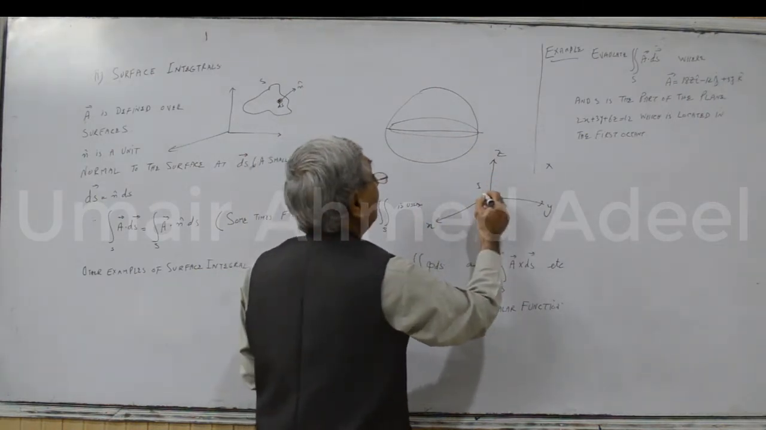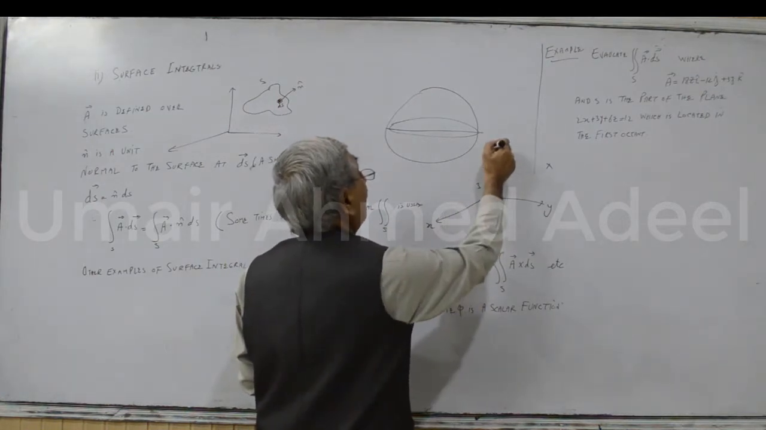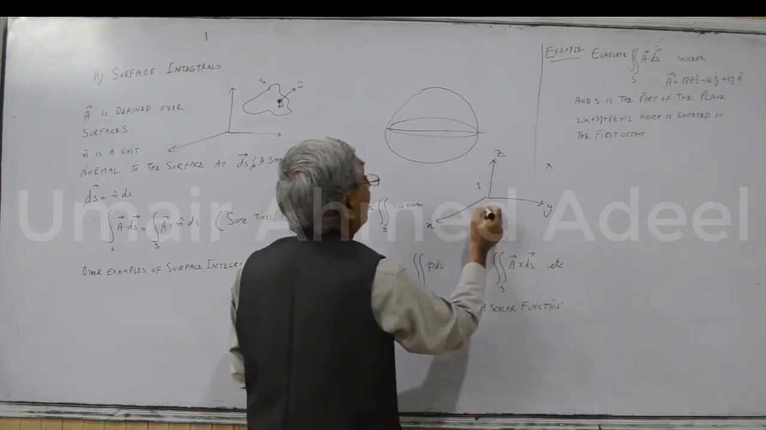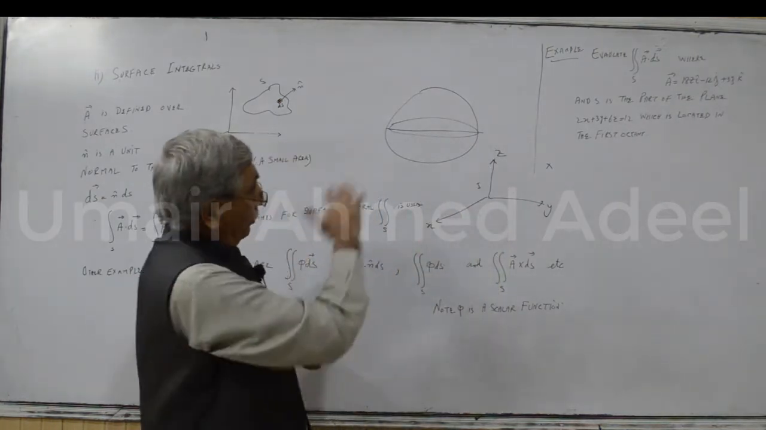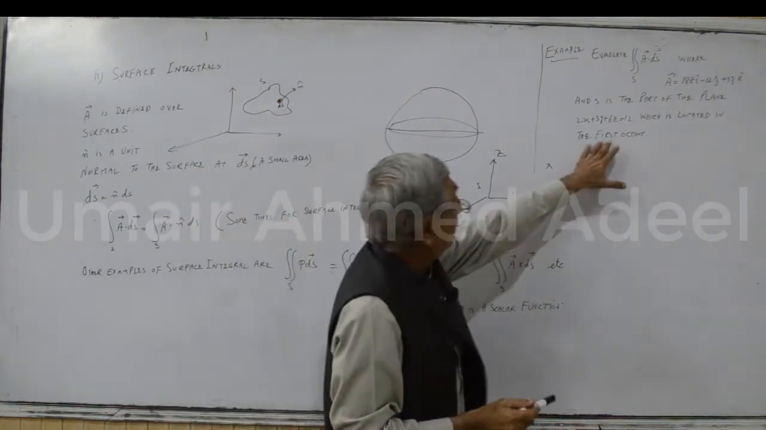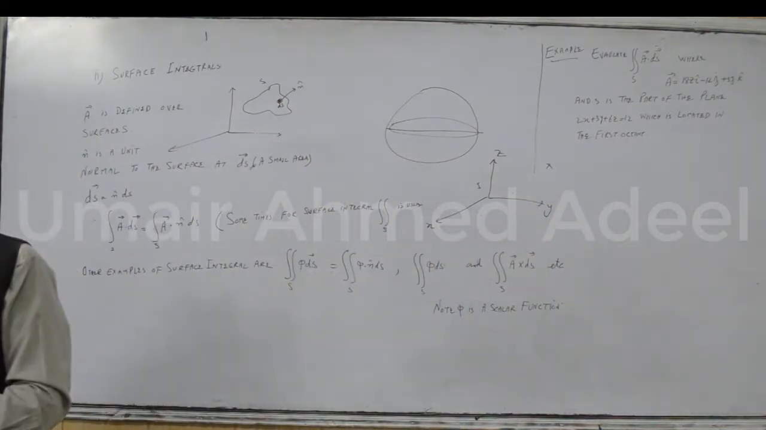So the first octant is this one, the second octant is there, then the third octant is there, the fourth is there, the fifth is there, the sixth is there, the seventh is there, and the eighth is at the back. So this is how you can explain what an octant is. Octant means 1/8 of a surface, okay?